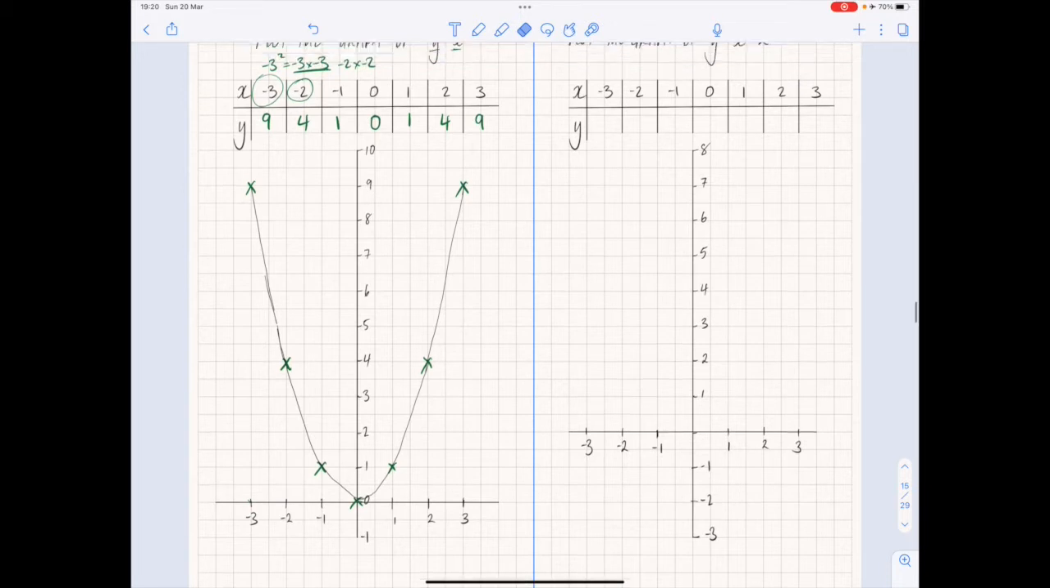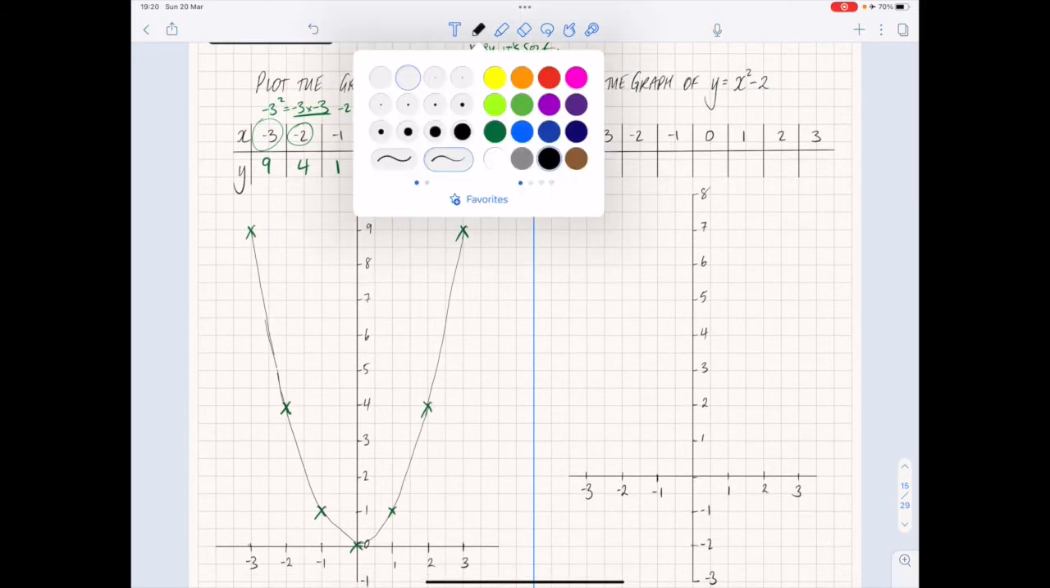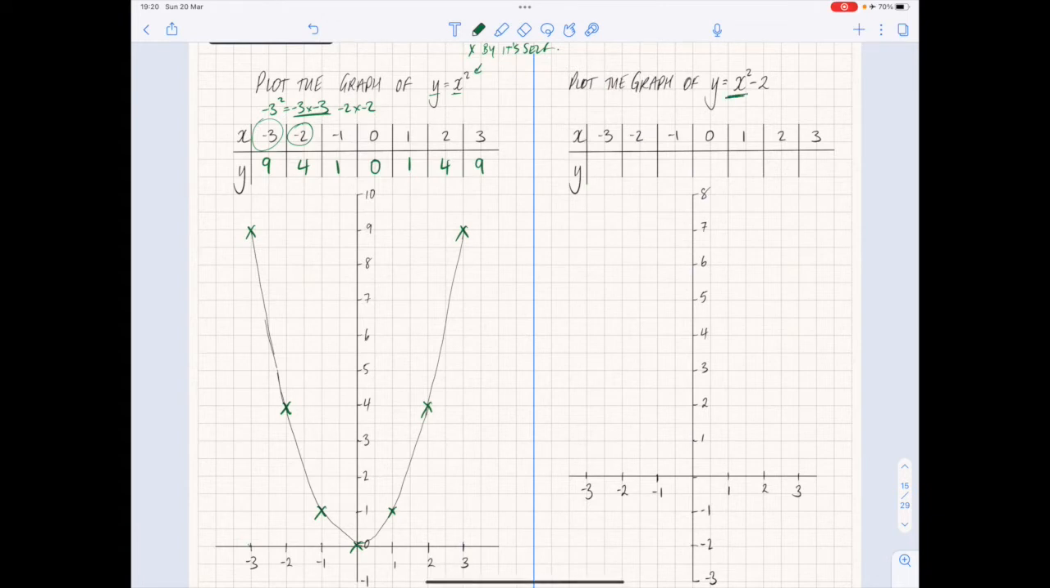Okay, let's look at the next one. A little bit harder because now we've got an additional part of the function. So we still do the x squared part, but we then need to subtract 2 afterwards. Remember about following your rules of BIDMAS. You do the indices first, and then you do this bit next.